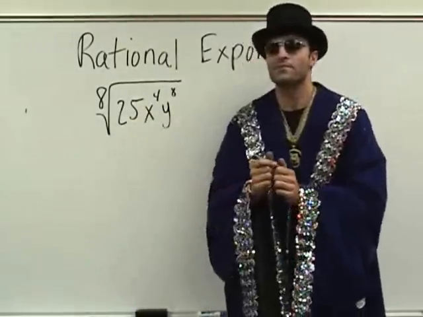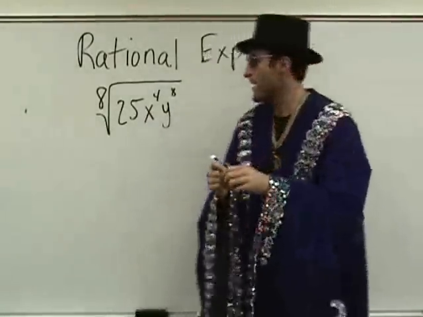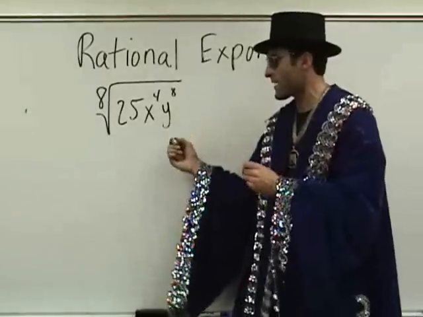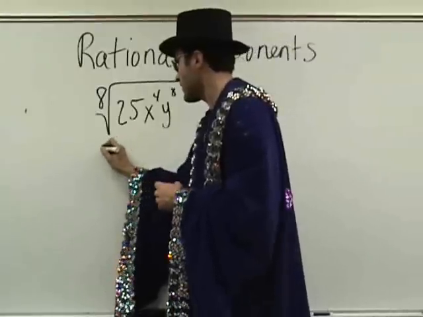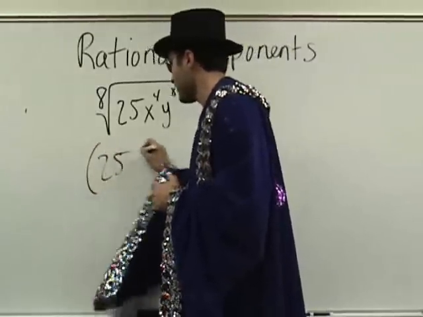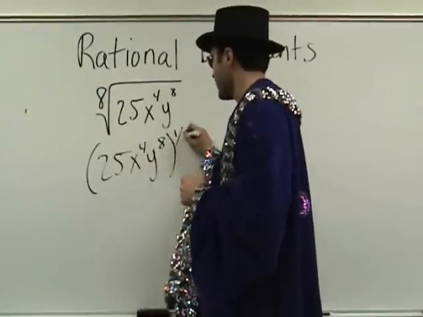Okay, what do we do? Suggestions, just like we did last time. The denominator, the 8. Okay, can you write at the same time I do? Let's do it. So this equals 25 x to the 4, y to the 8, so 1 over 8.